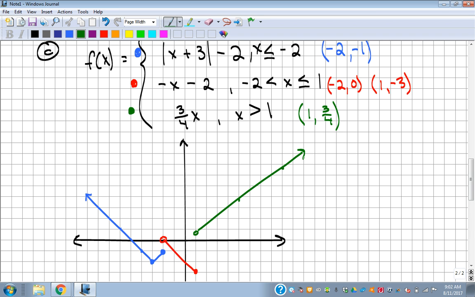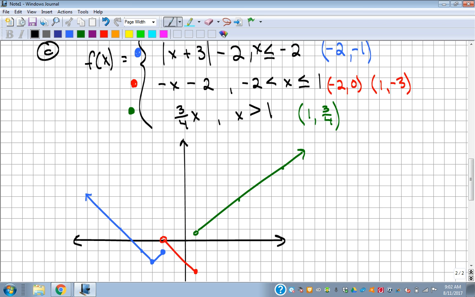Each piece individually is not that bad. It's just you're not used to doing part of a graph. You're so used to doing the whole graph for everything you do. You got to do parts of things here and build up to things. All right.